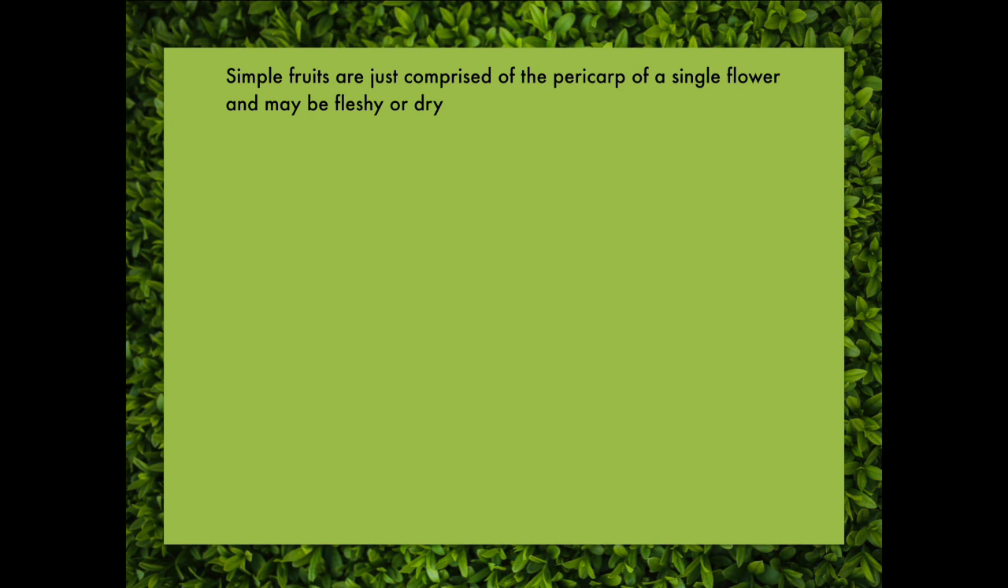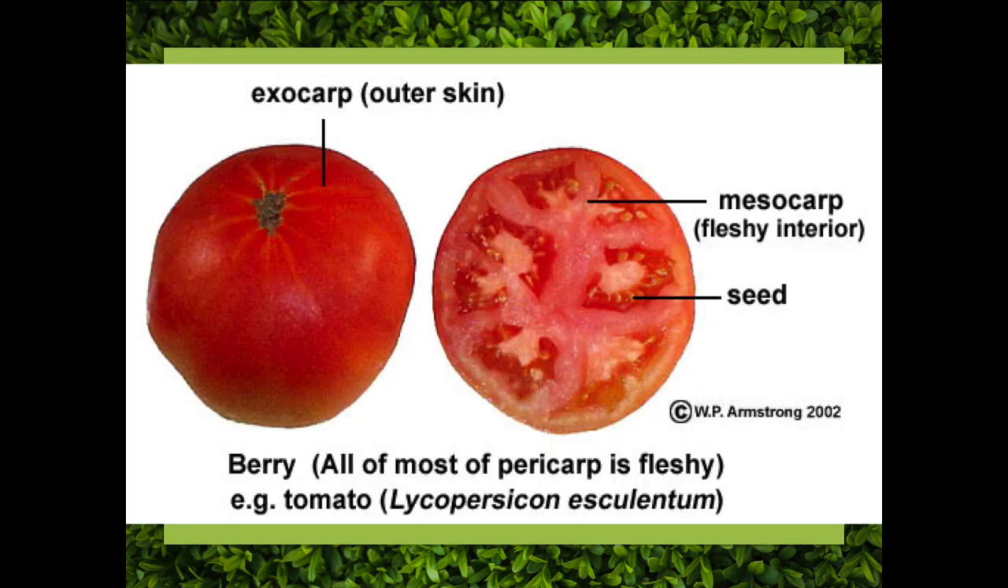So simple fruits, as you can see here, are just the pericarp of a single flower, and they may be fleshy or they may be dry. So let's give you some examples. A berry is a type of a fruit where all or most of the pericarp is fleshy, and a tomato, botanically speaking, is actually a berry.